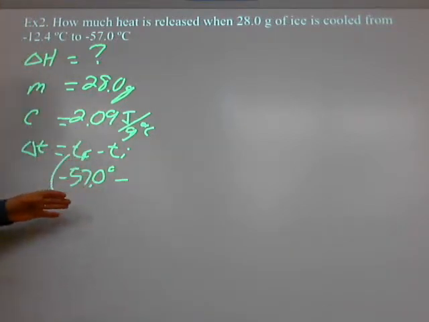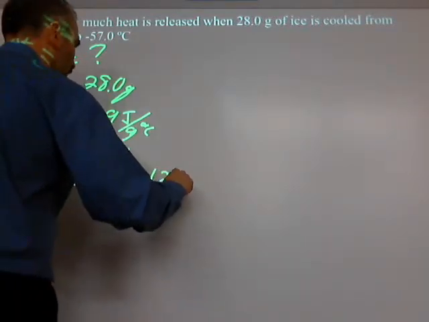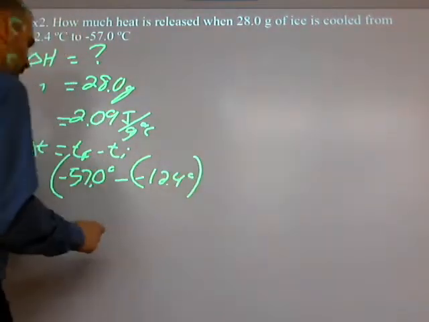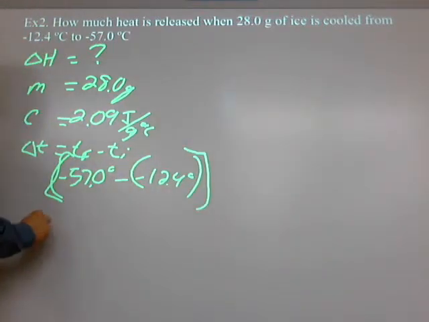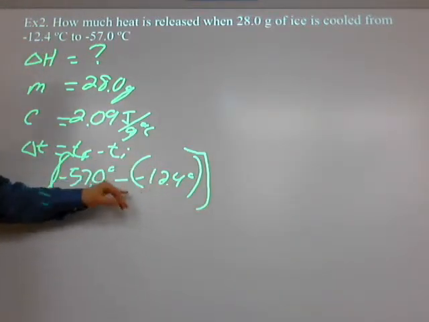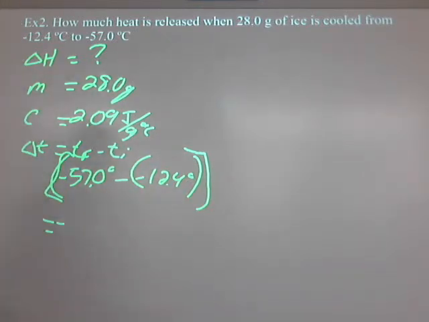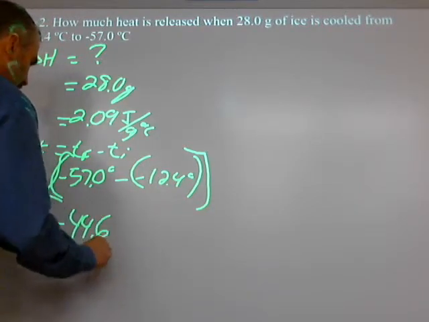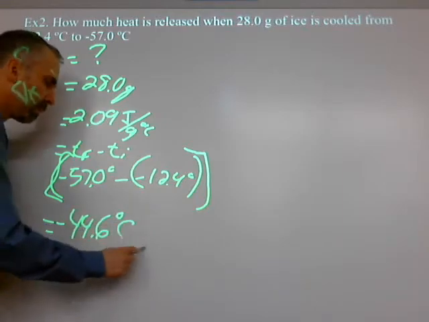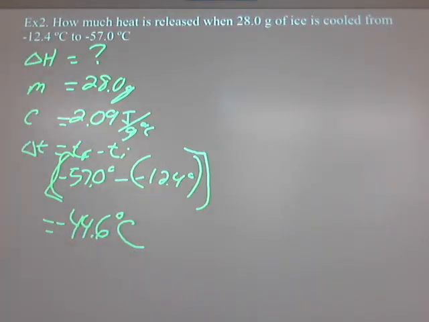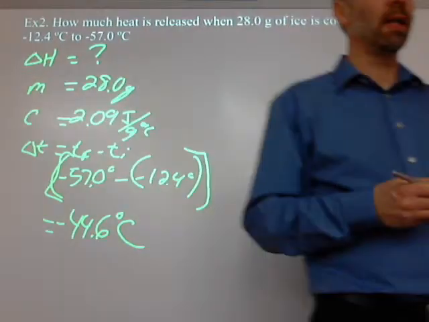Now here's the crazy part too. Besides getting those backwards, I've got to go minus a negative 12.4 degrees. So basically you're adding 12.4 onto a negative 57, and what do you get? What'd you get? Negative 44.6. Negative 44.6 degrees Celsius. Sound good to everybody? Yes, okay.